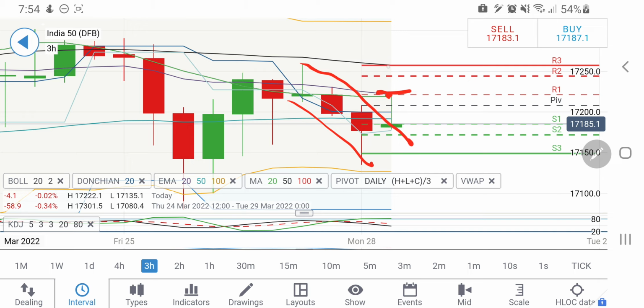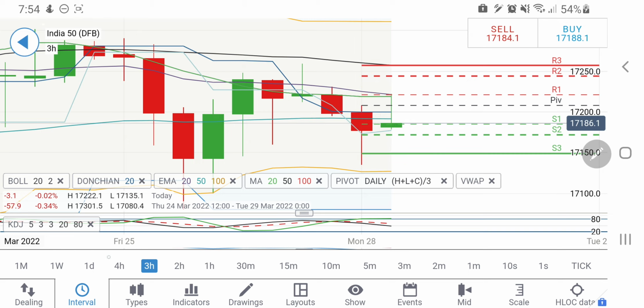So the 17,200 to 250 zone is again trying to come into the picture, which is a strong resistance zone, and there is also a support at 17,150. As I said, don't trade between the 17,250 to 150 zone, and 17,200 to 150 can also be expected. One can expect a reversal, and 250 to 300 also, one can expect a reversal on the downside. So trade with caution.